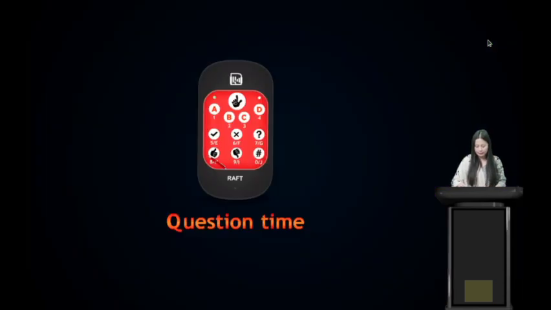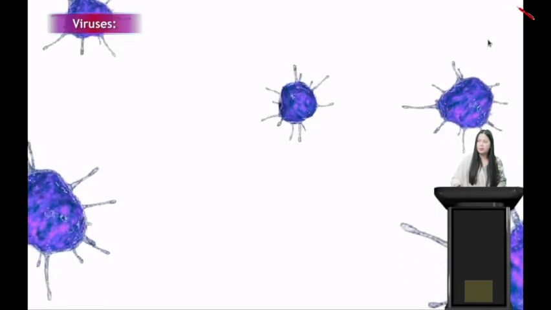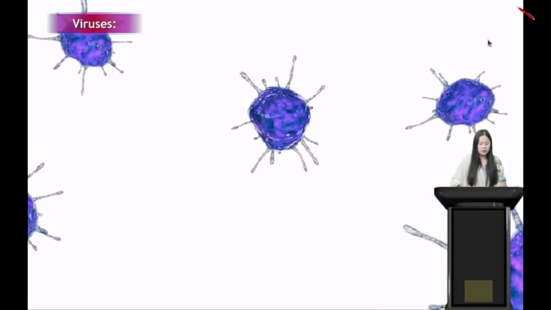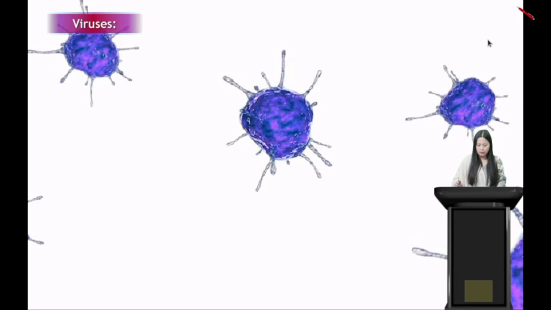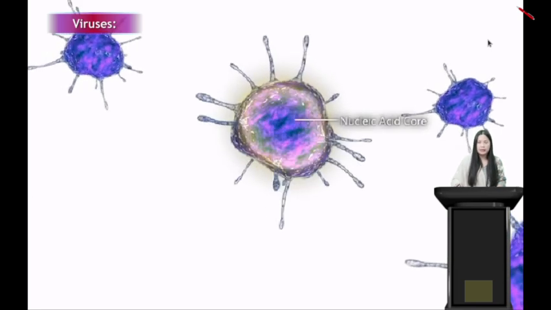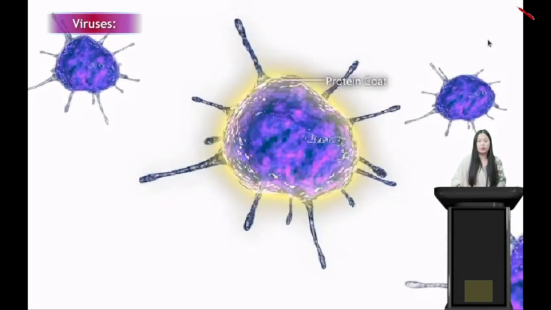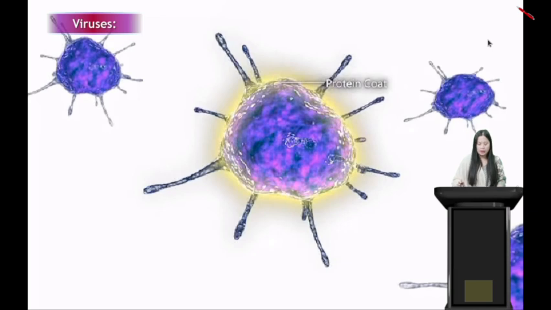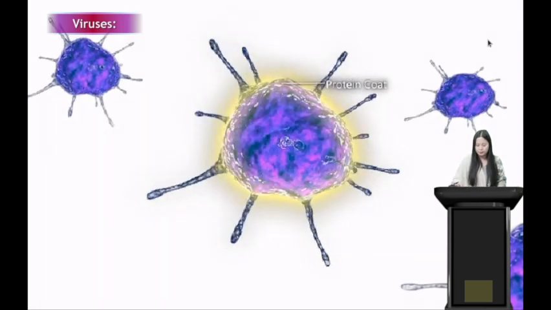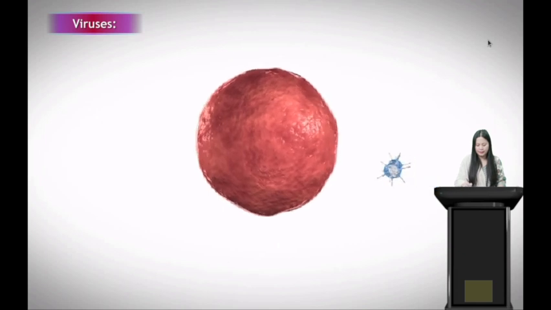Now let us see the different groups of microorganisms. First we will discuss virus. Here we see virus. A virus is mainly made up of a nucleic acid core and a protein coat, nucleic acid on the inside and protein on the outside. So this is the virus.